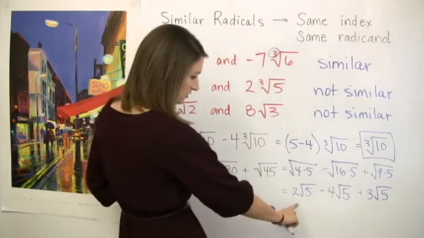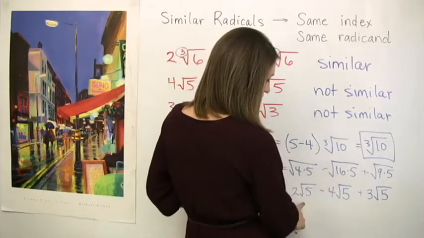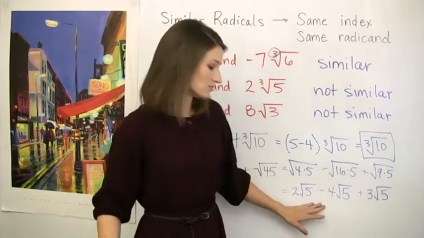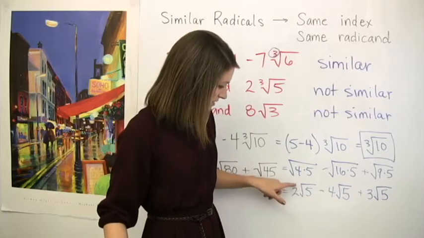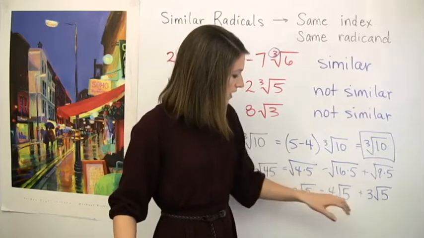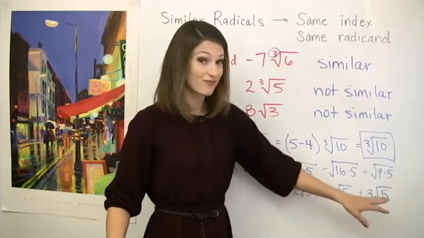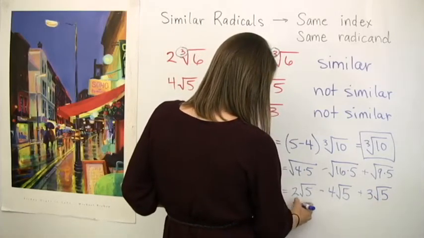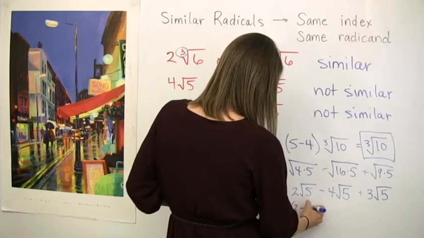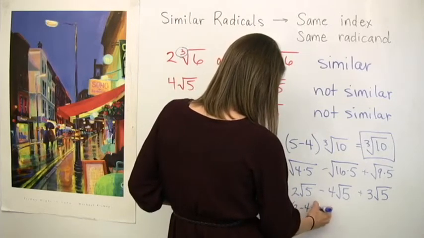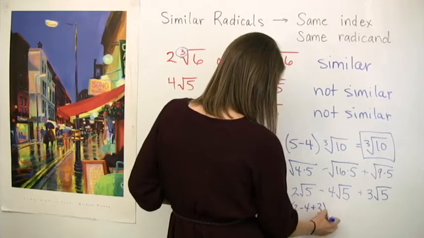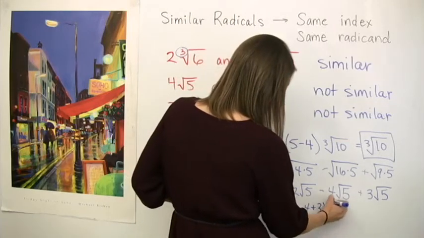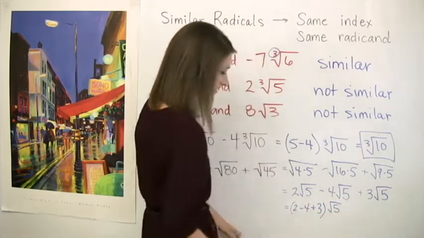So now, if you look at our terms in this expression here, we have similar radicals because we have the same index on each one, which is 2, and then the same radicand, which is 5. So we can combine this. Let's use our distributive property. We have 2 minus 4 plus 3, and that's all times the square root of 5.